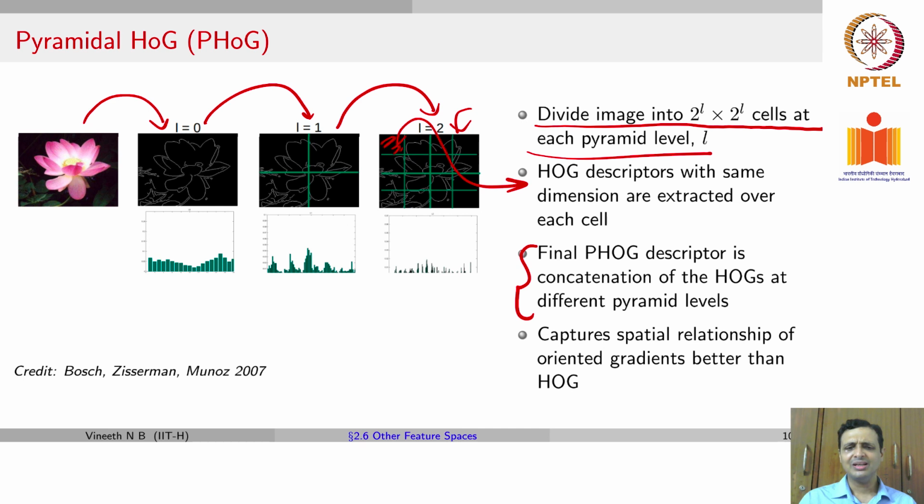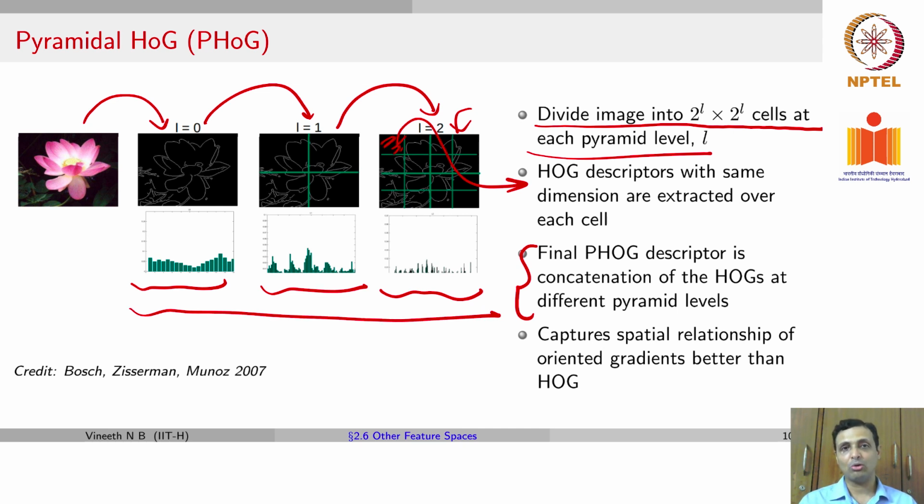So as you can see, this can be done in several ways. You would get a histogram of oriented gradients for each cell and concatenate all of them, and then you would get a histogram of oriented gradients at L is equal to 0, L is equal to 1, and you can concatenate all of this also to get your final representation. So this method was shown to capture spatial relationships between, say, objects a little bit better than HOG, which doesn't do this at a pyramid level.